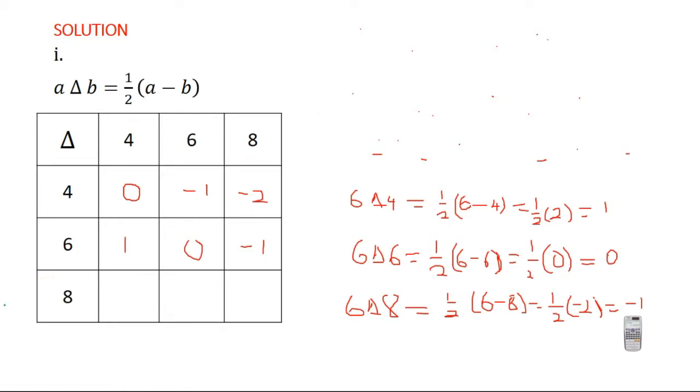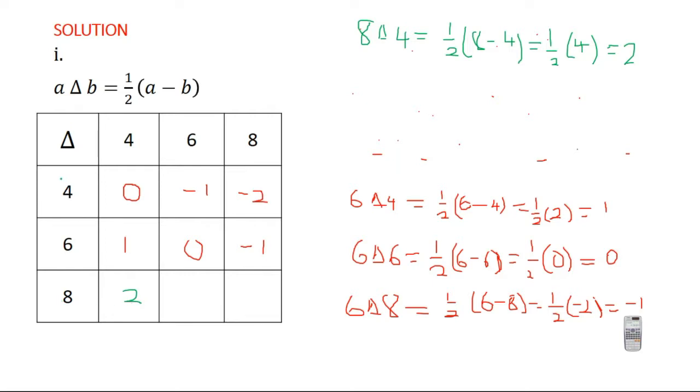So we are moving on to 8 now. So 8 delta 4 will give us 1 over 2 into bracket 8 minus 4. 8 minus 4, we know, is 4. So 1 over 2 times 4 will give us 2. So we have 8 delta 4 giving us 2.